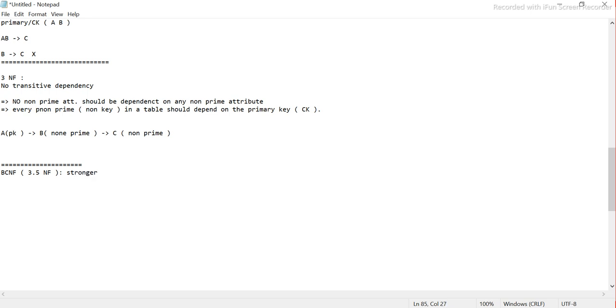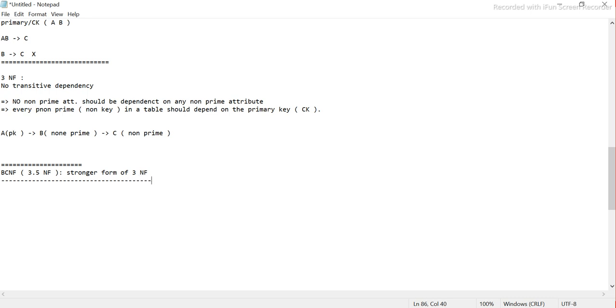People call it like this because this is a stricter, or I will say stronger, form of third normal form. I'll tell you why we need BCNF here, right? First of all, we need to understand that BCNF is a stronger form of 3NF.